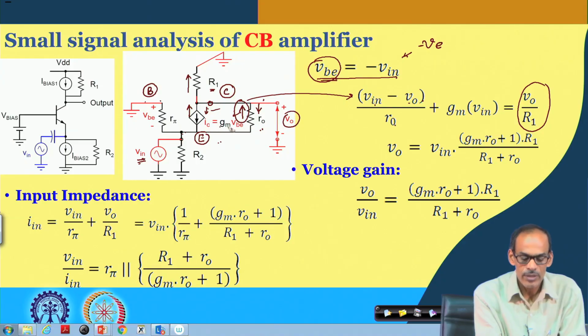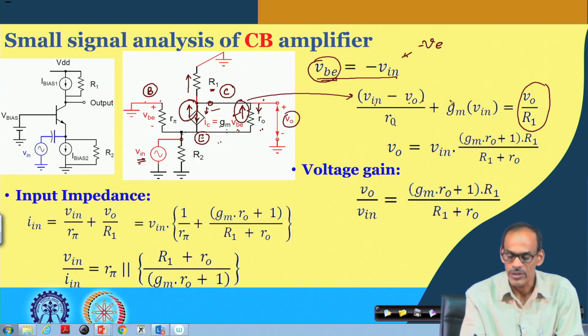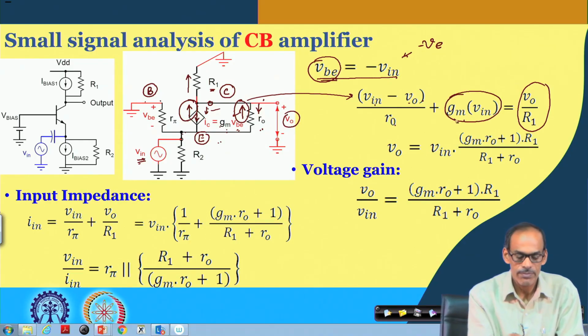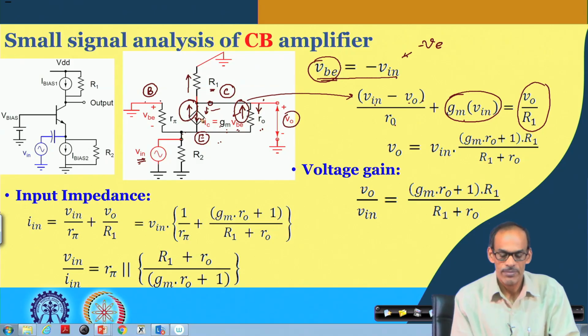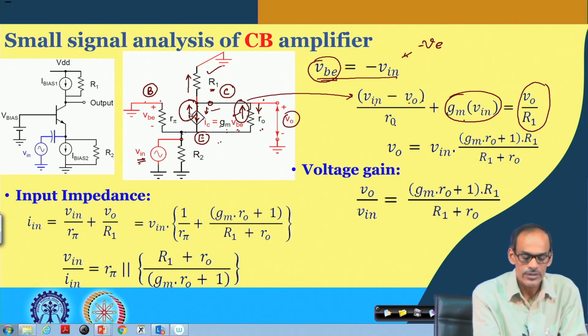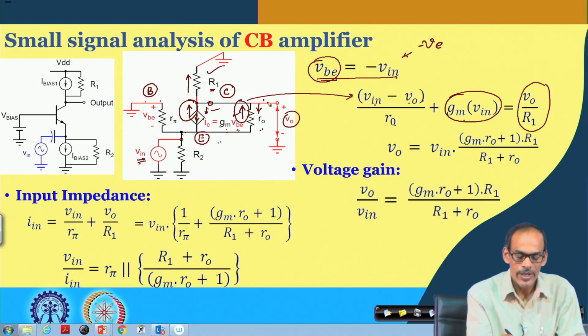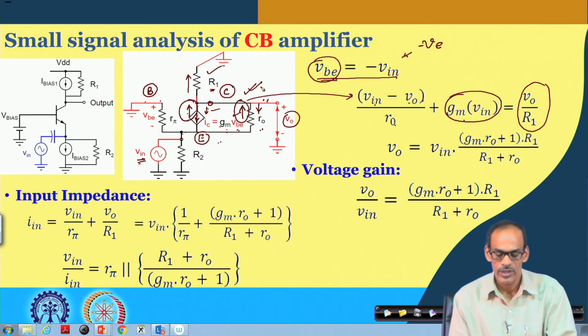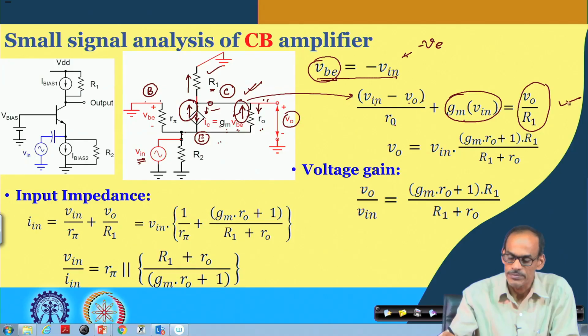On the other hand, gm into VBE, which is now gm into minus Vin, and the current flow here was from collector to emitter. So, the minus sign we can remove, and then we can say that the current flows in this direction and it is gm into Vin. So, the second term here is representing this IC current, the voltage dependent current source. So, this current is equal to the summation of these two currents. By applying KCL at the collector node, we obtain this equation.